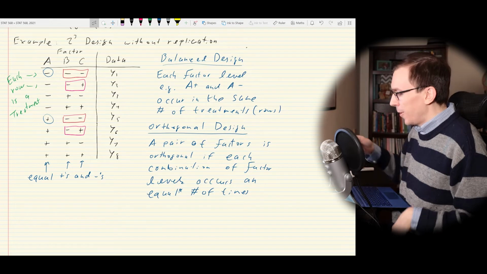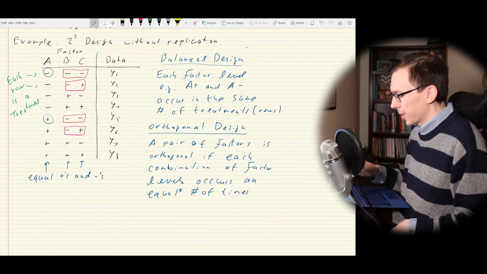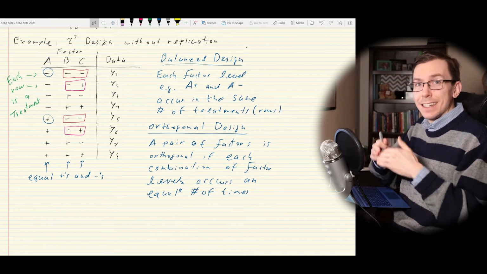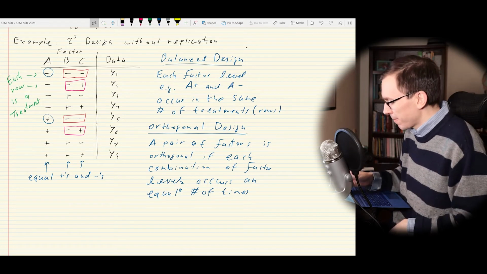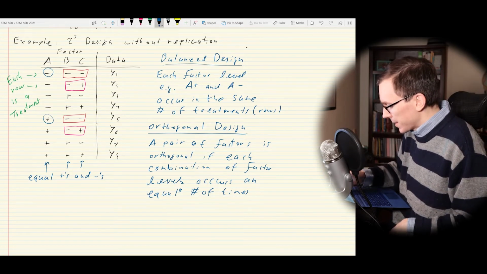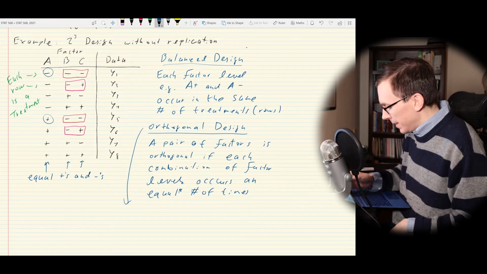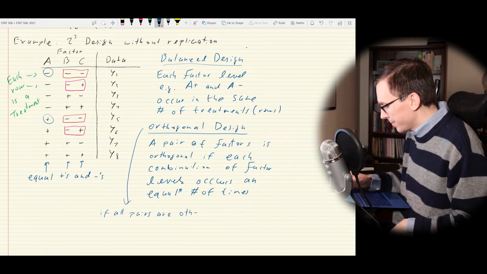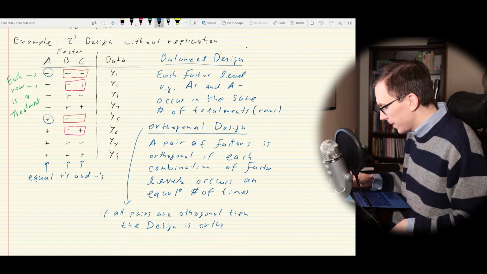And I guess if all factor pairs are orthogonal with each other, then the design is said to be orthogonal. So the orthogonal design, I should say, is if all pairs are orthogonal, then the design is orthogonal.